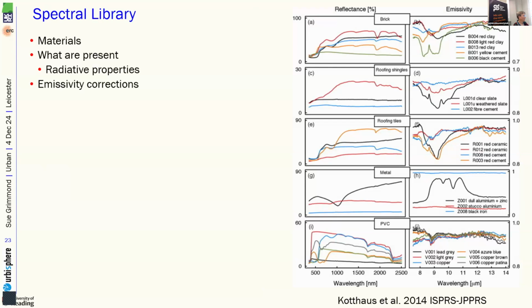Or we need the alternative: we need to know what the emissivity is, because we need to correct for that. We've got our brightness temperature, but we need to understand what the differences in emissivities might be. So this is looking at reflectance and emissivity. This is bricks. You can see the variability just for bricks.